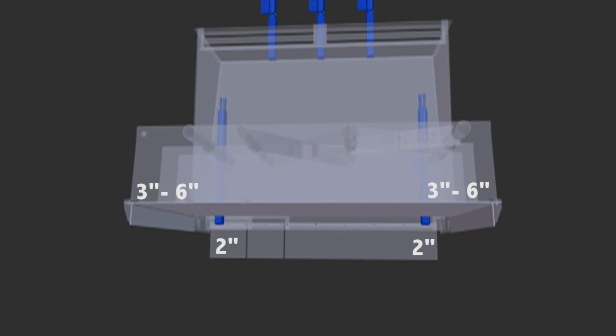Sidewalk, median, and V-ditch molds are all very similar. Each side of the mold needs a vibrator 3 to 6 inches from the edge and 2 inches deep. The other vibrators are equally spaced, no more than 18 inches apart, also 2 inches deep.